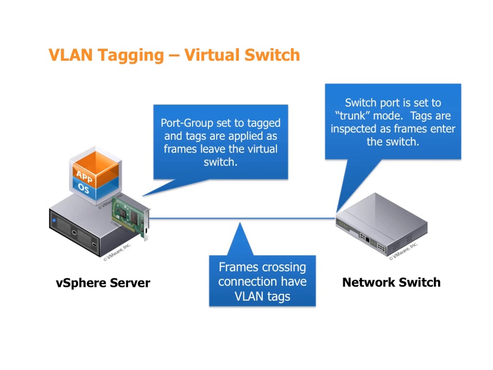Then you have virtual switch tagging. This is the one you probably want to use. So the port group is set to tag, and tags are applied as frames leave the switch and cross the connection, and the switch port is set to what we call trunk mode. Tags are inspected as the frames enter the switch and then switched out accordingly. Again, this is the one you see most often.